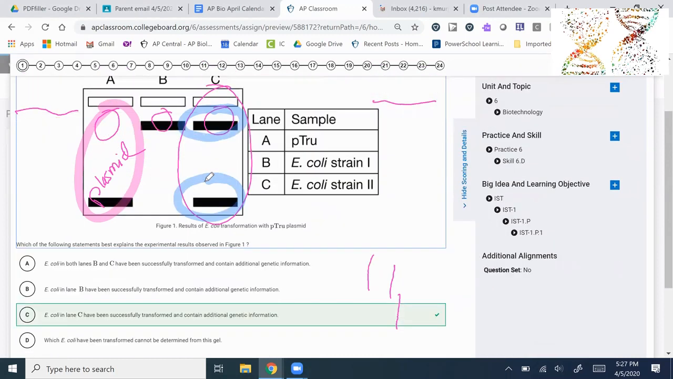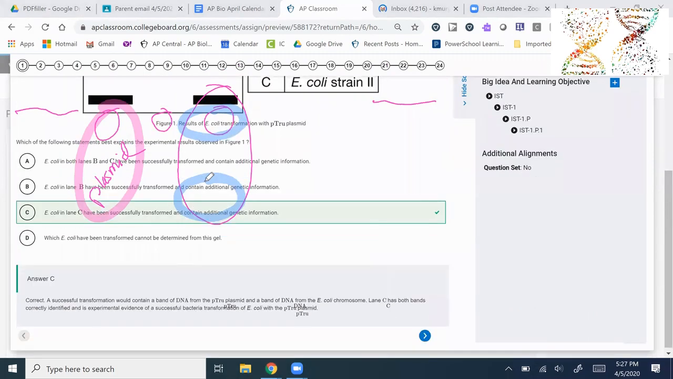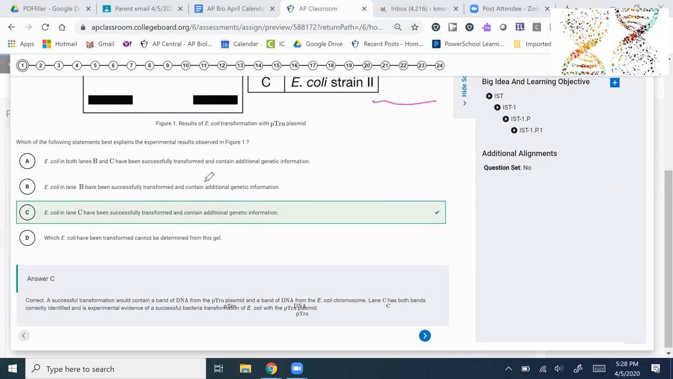And then when I look at the explanation, it says a successful transformation would contain a band of DNA from the P. true plasmid and a band from the DNA from the E. coli chromosome. Lane C has both bands and is evidence of a successful bacterial transformation. So showing that it has the plasmid and it has its original DNA.